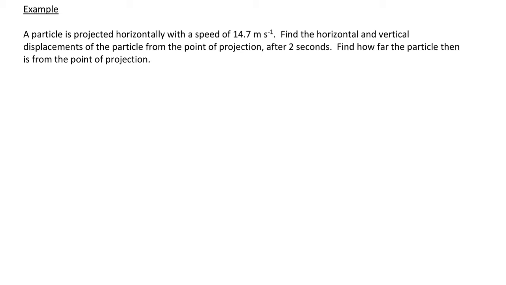So the first example then: a particle is projected horizontally with a speed of 14.7 meters per second. Find the horizontal and vertical displacements of the particle from the point of projection after 2 seconds. Find how far the particle then is from the point of projection.